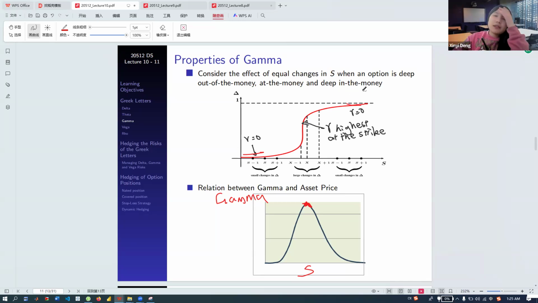And aside from that, the slope of this first figure is the steepest, the highest, when we are at the strike. So that's also reflecting that gamma is highest at the strike.